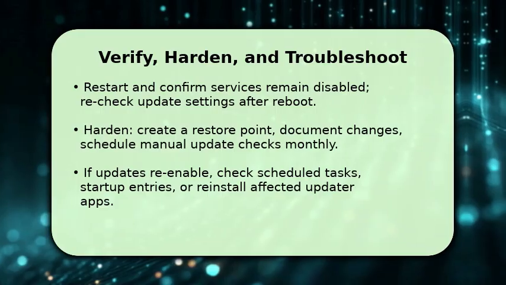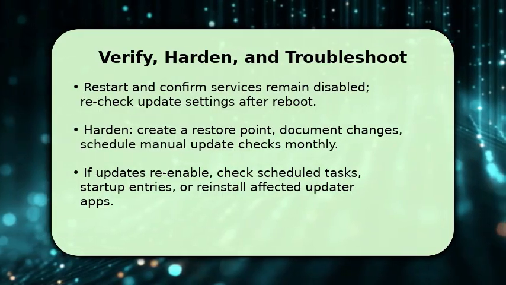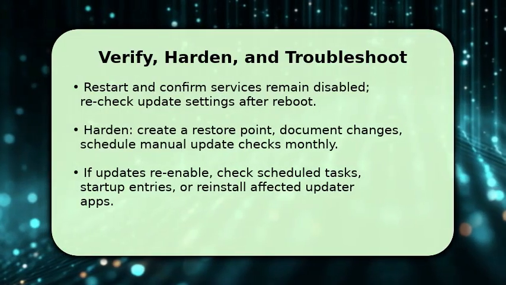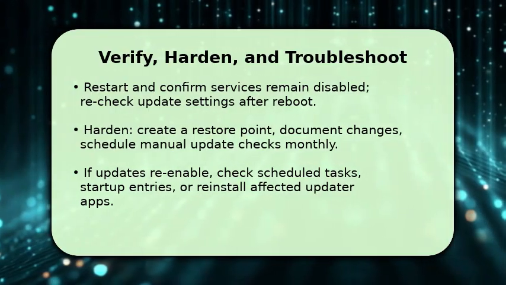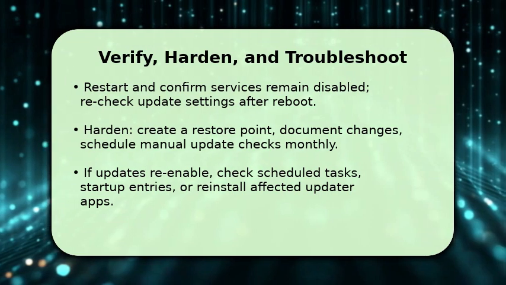If updates re-enable later, inspect Task Scheduler, login/startup items, and any vendor updater reinstallers. One of those usually flips the setting back. If you hit a stubborn re-enable, reinstall the offending updater and explicitly disable its auto-check option to stop future resets.